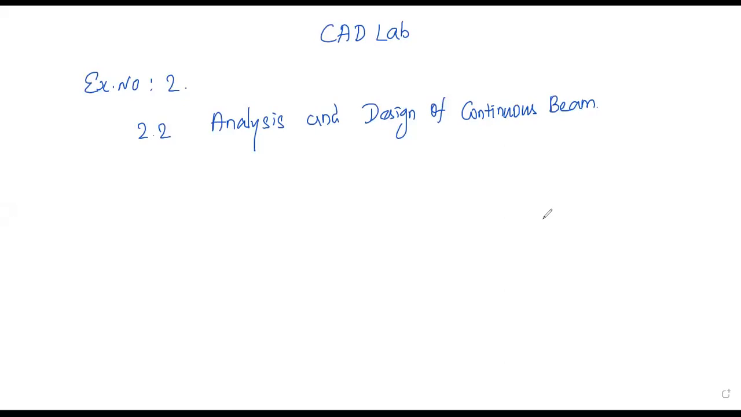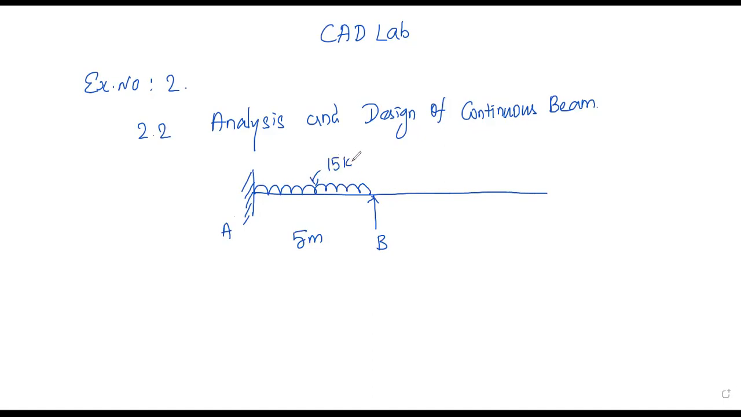For this, we are going to have the given data, that is the beam we are going to take. The length of span AB is 5 meter and it has a UDL throughout the length with an intensity of 15 kilonewton per meter. The second span BC is 5 meter in total length and it has a point load of 25 kilonewton intensity at a distance of 3 meter from support B.